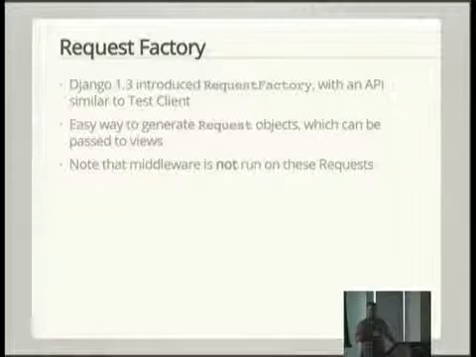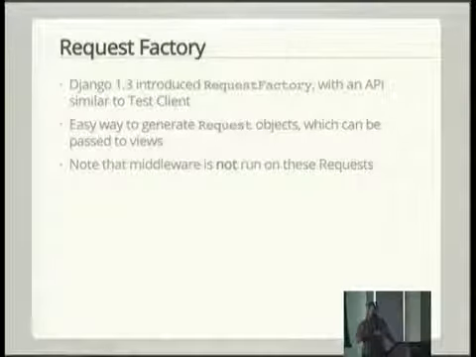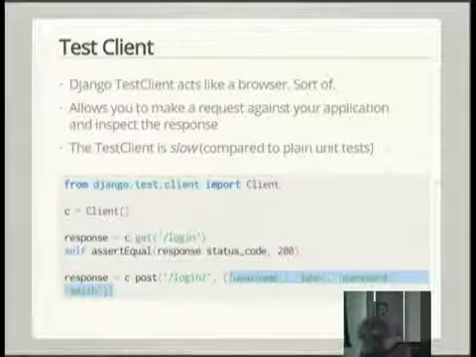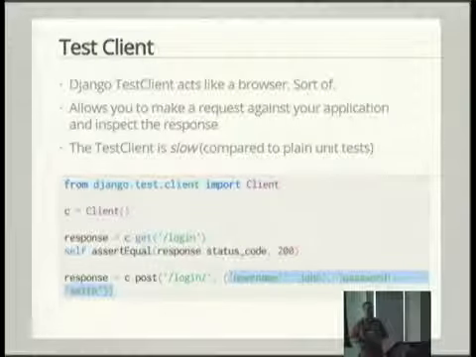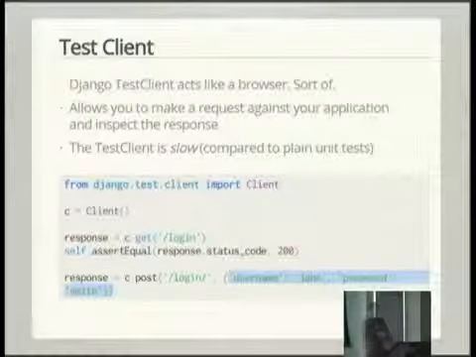It's important to note that middleware is not run on these. So if you have views that depend on middleware, you can't use this. And basically the API looks exactly like the test client. So you make a request factory, and then you call .get, you call .post. But the difference is, instead of getting a response back, you get a request back, which you then just pass into your view.